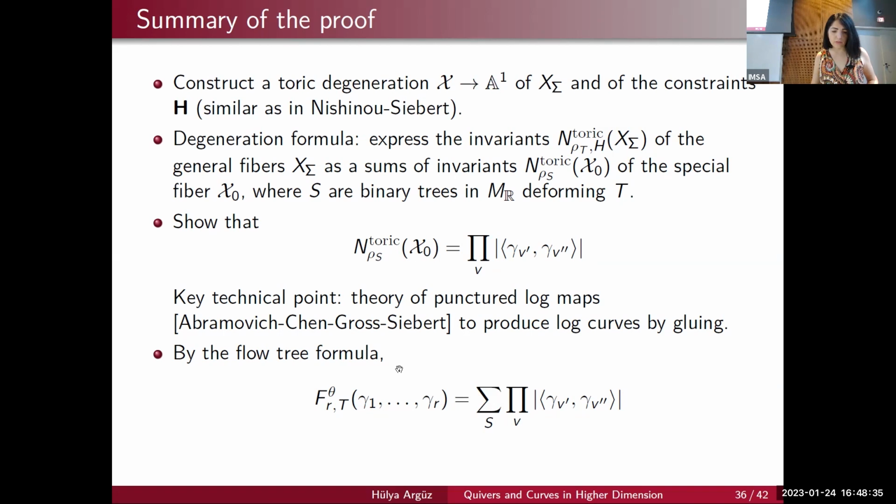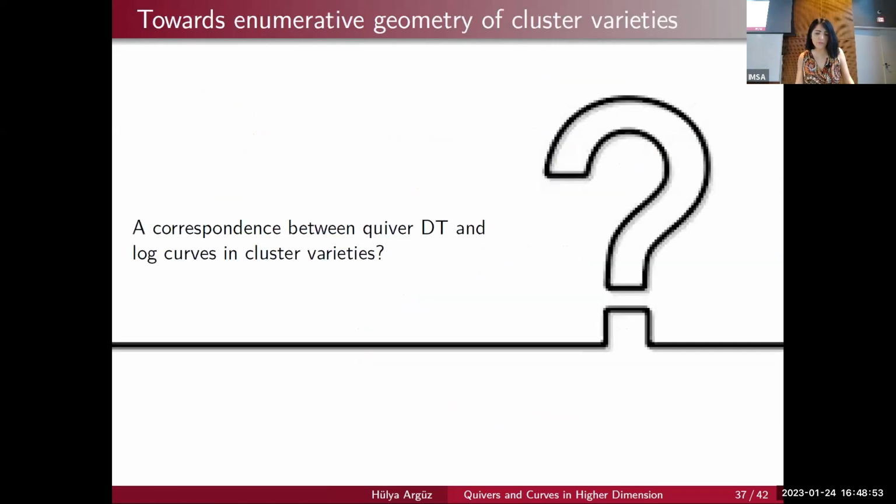So by showing we can relate both of them to this number defined by using the skew-symmetric form and the data of the quiver with a dimension vector, we obtain a relationship between these toric log curves, curves of log curves and toric varieties and quiver DT invariants.